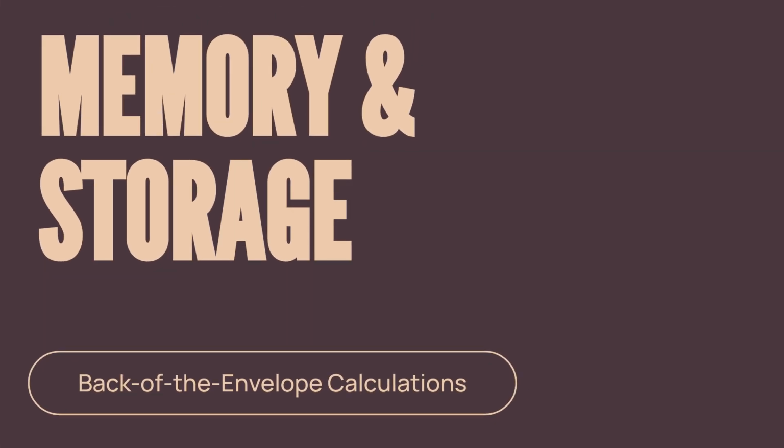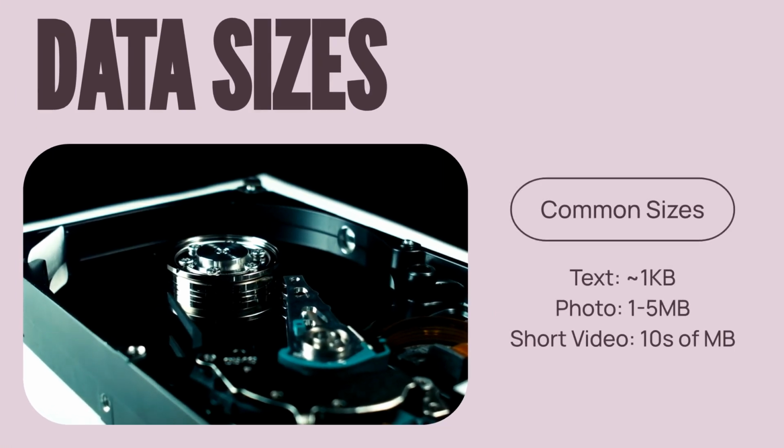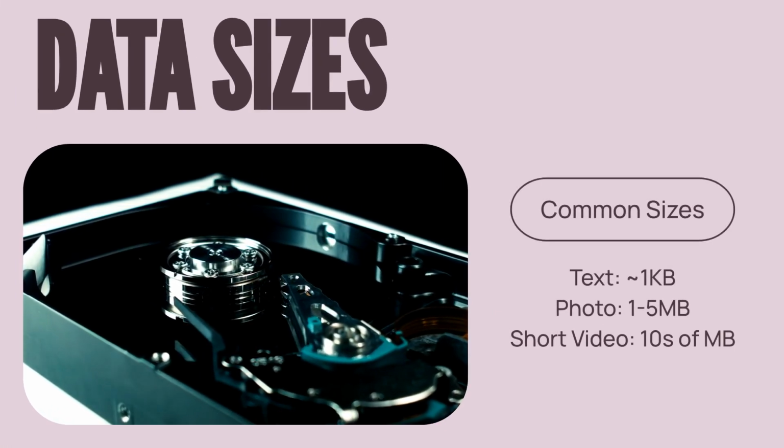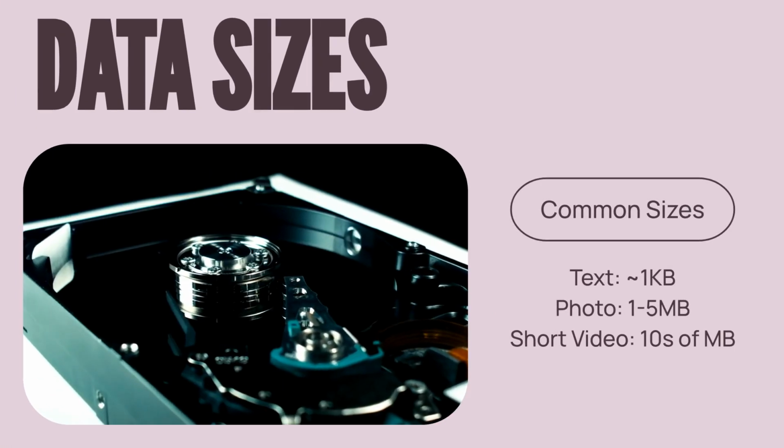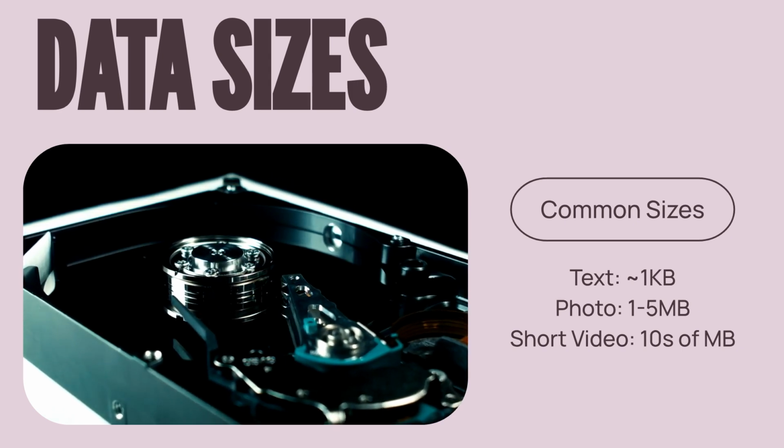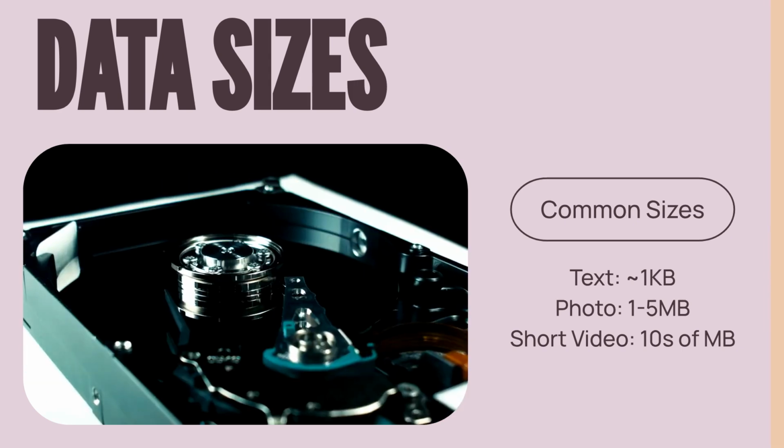Next, let's look at easy mental models for memory and storage calculations. It's helpful to remember rough sizes for common data types. A piece of text is around 1 kilobyte, a photo is 1 to 5 megabytes, and a short video is often in the tens of megabytes.